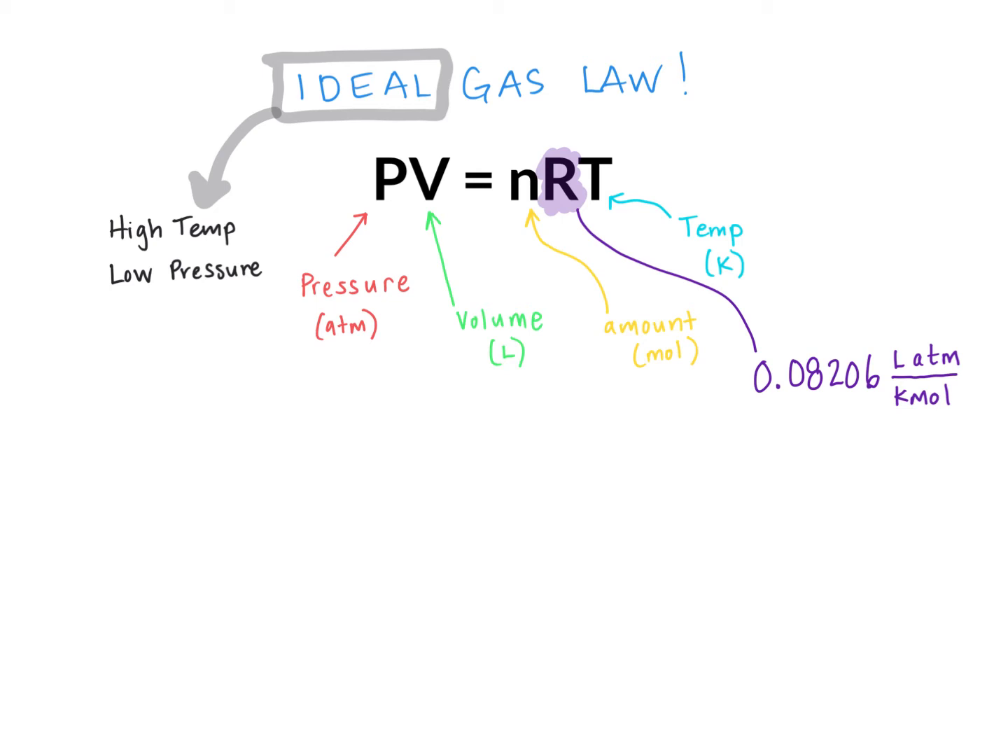It is 0.08206, and the units are liters atmospheres per Kelvin mole. Notice that the units for the ideal gas law constant match the ones for each of the variables that you would put in the equation. If you're given a value for pressure, let's say in millimeters of mercury, you would have to convert it to atmospheres before you could plug it into this equation and use that constant.